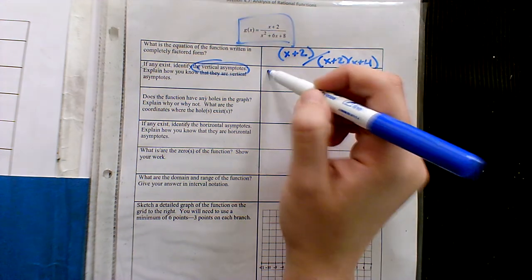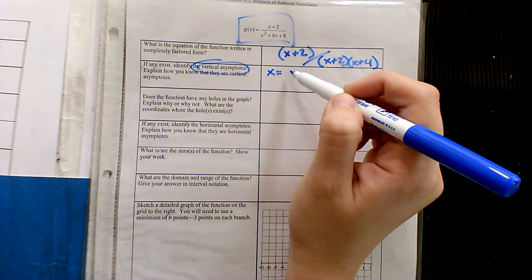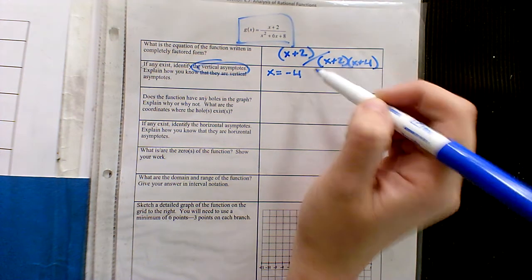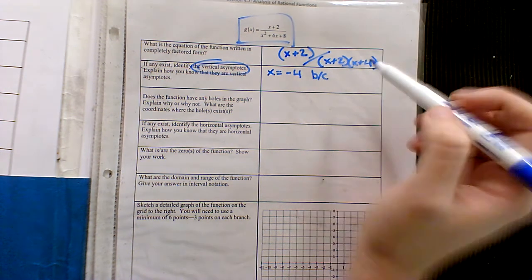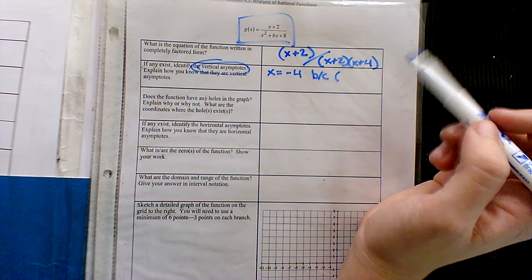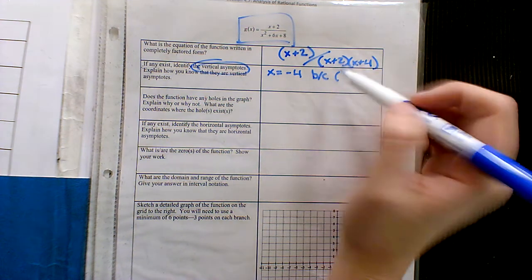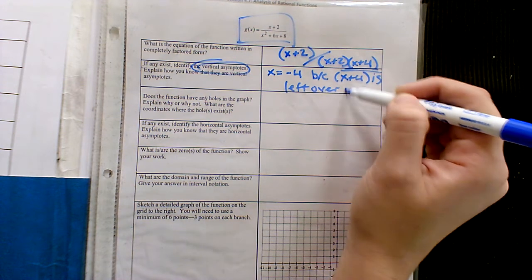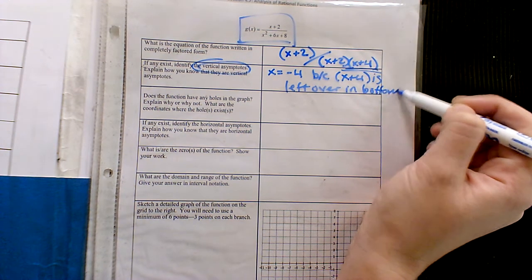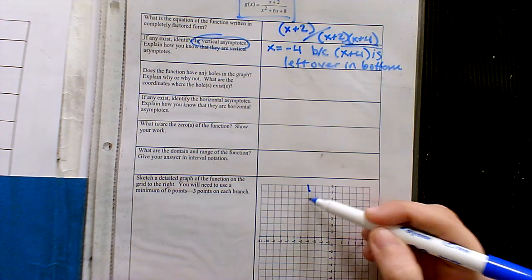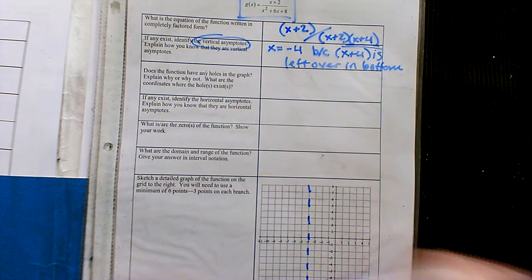Good, Logan? Say it again. -4, good. Because? Say a little louder, I can't hear you over the vent. So the x plus 2's cancel, which means the x plus 4 is left over. Okay, so we'll say x plus 4 is left over in the bottom. All right, so there's a characteristic. Let's go ahead and graph it. So vertical asymptote at -4.